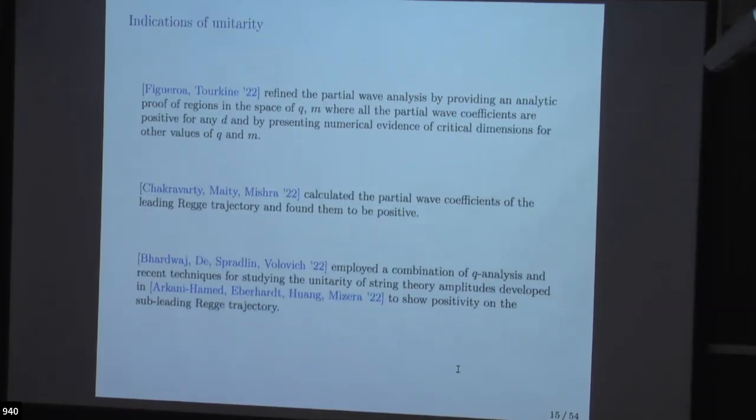But since they mentioned this formal unitarity, this paper came out. So this was like January 2022. There, they refined this partial wave analysis and carved out specific regions in the space of mass and Q and D where in some regions they could prove that all the residues were positive. And in some regions they had some numerical evidence that there were critical dimensions. And then there were subsequent papers that looked at leading and sub-leading Regge trajectories and found them to be positive. So this was the mounting evidence I referred to in the very beginning.